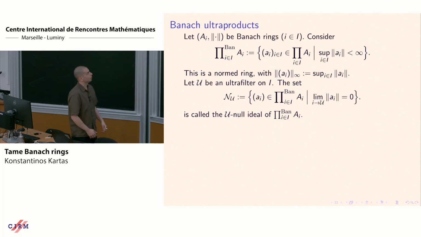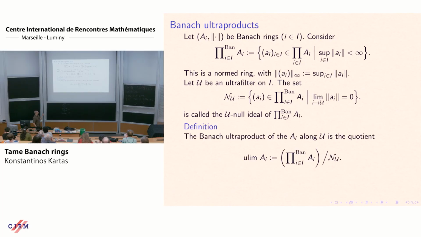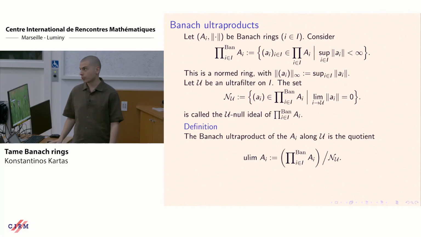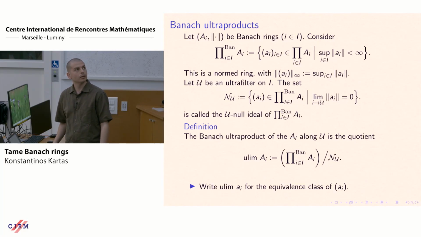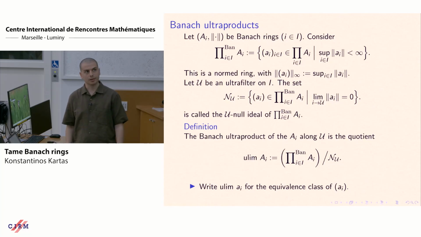It's sometimes called the null ideal of the Banach ultra product. So you just take the sequences whose norms tend to 0 in the sense of the ultrafilter. This is bigger than the thing you quotient out by in first order logic, in the usual ultra products. And the Banach ultra product of the A_i is just this quotient. Some notation: if you have a sequence of elements in the Banach rings A_i, we will use this notation for the equivalence class of the sequence.